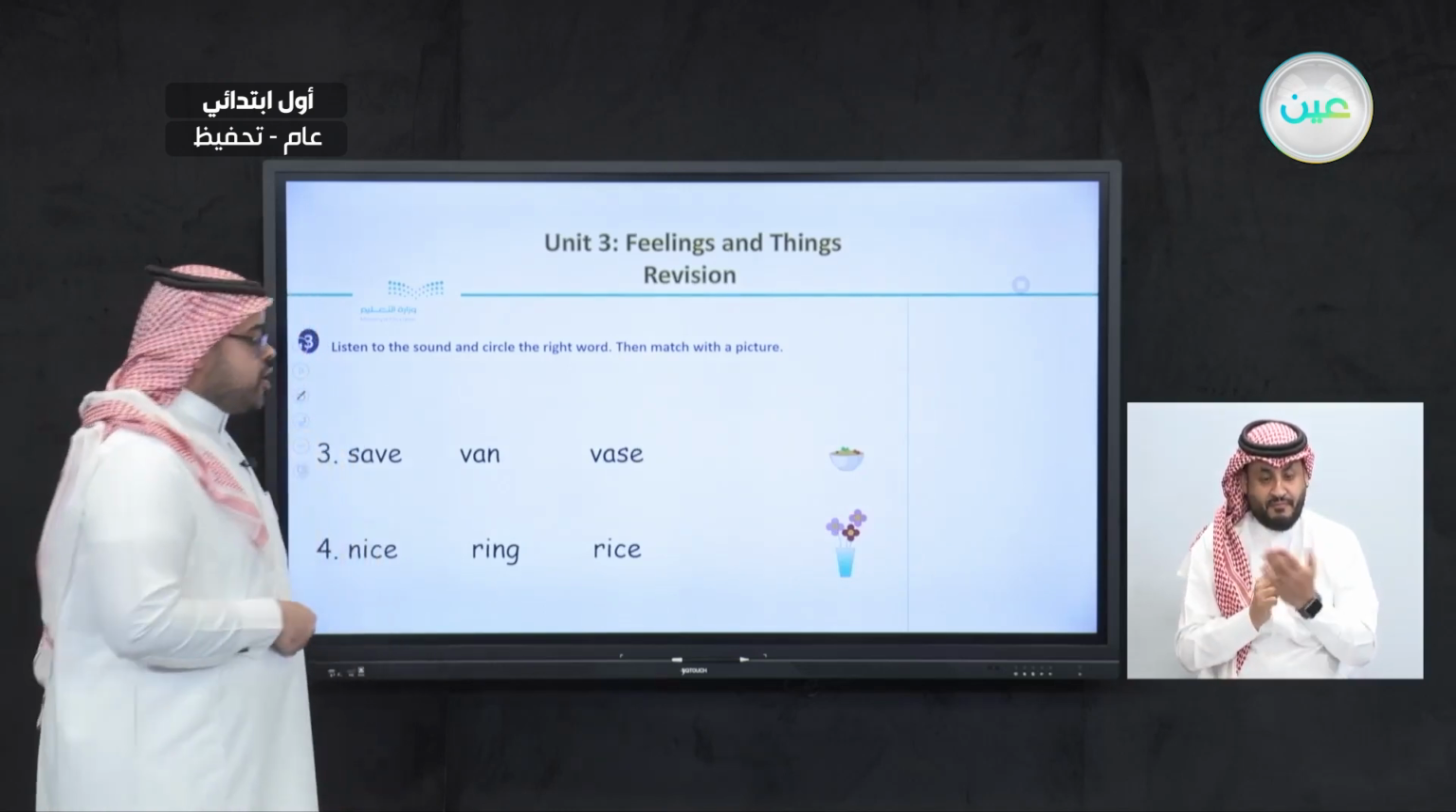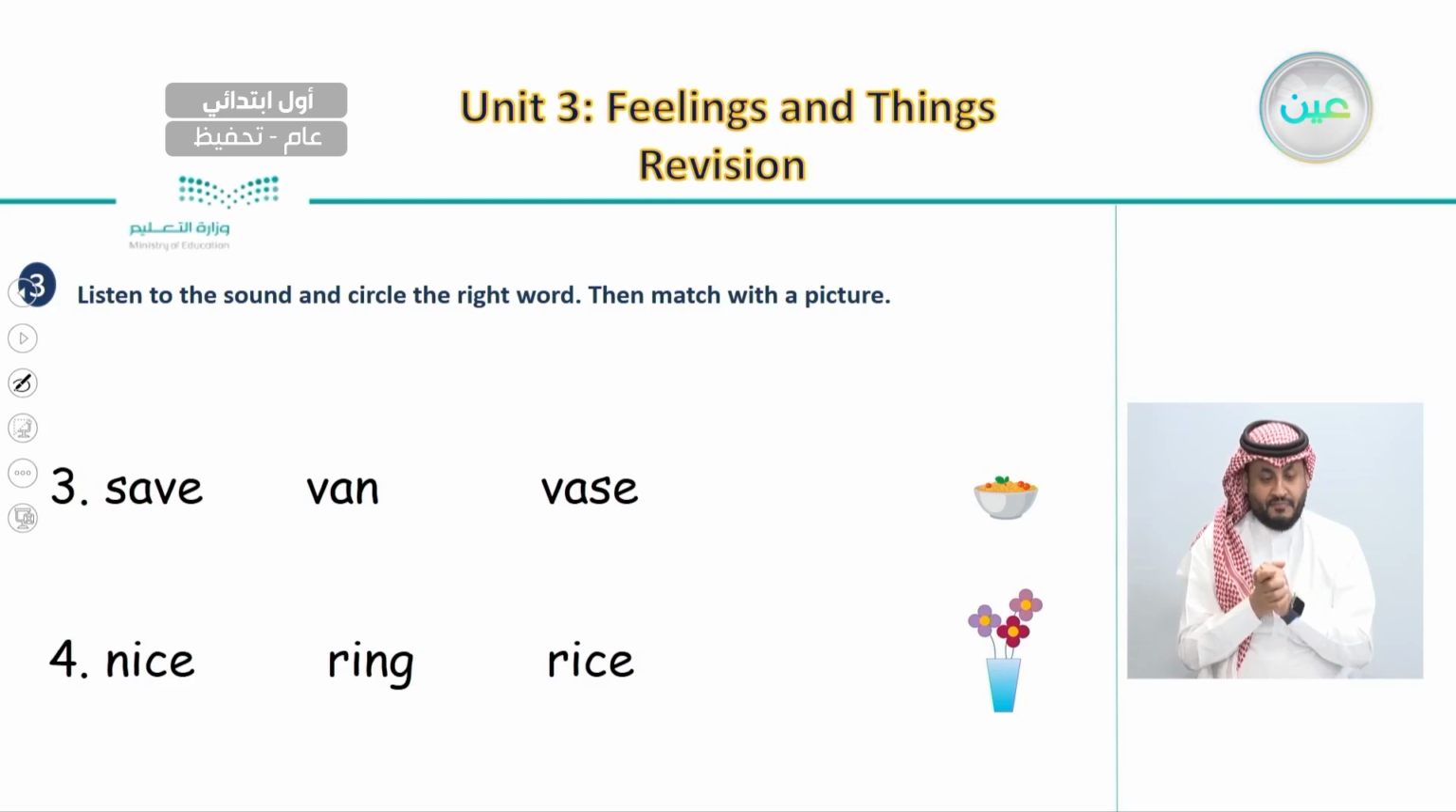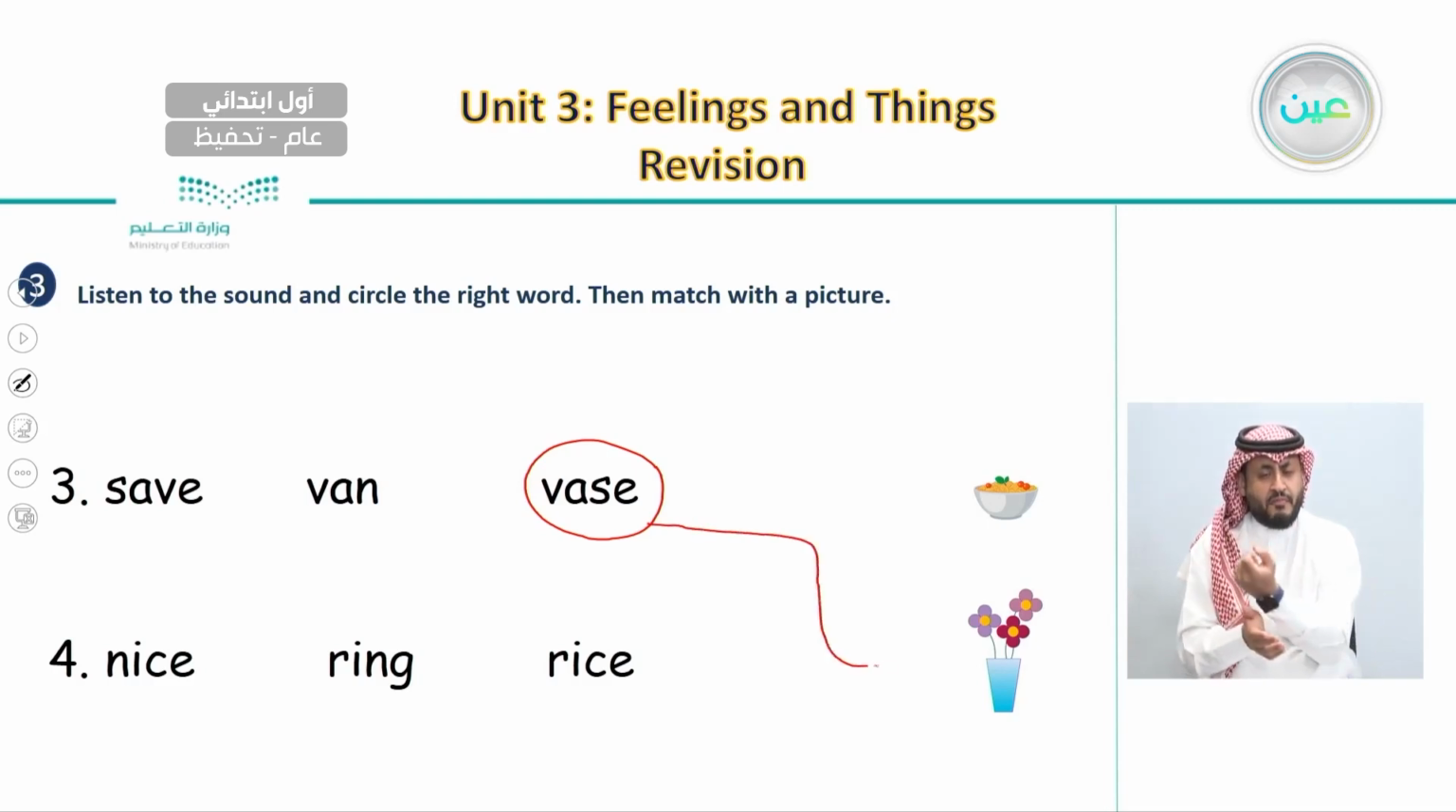Now let's try to listen and answer number 3 and 4. Let's listen. Number 3 is vase. Vase. So what do you think? Which of these words is vase? It is the third one. So here we go. We circle the third one and we match it to the picture. And let's listen to number 4. The word of number 4 is rice.